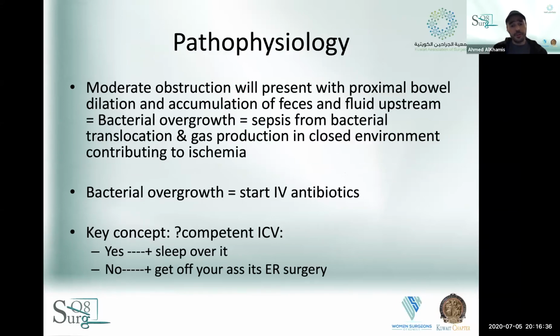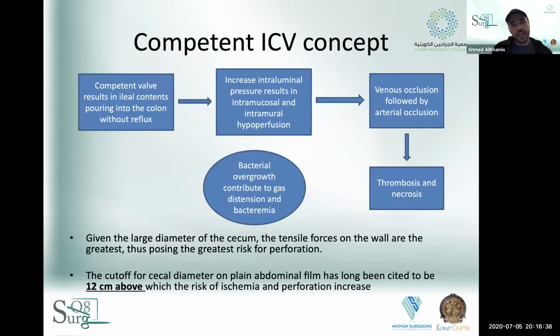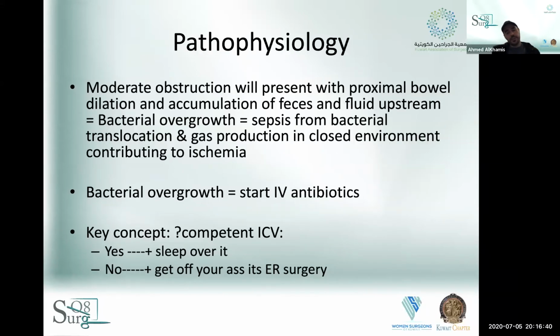So the pathophysiology, I think these are the two slides. I think we'll talk about pathophysiology. If you don't get this slide, the next slide is simpler. So basically what happens is that you have an obstruction, which will present with proximal bowel dilatation. And then you have this ileocecal valve, which is always this question, yeah?